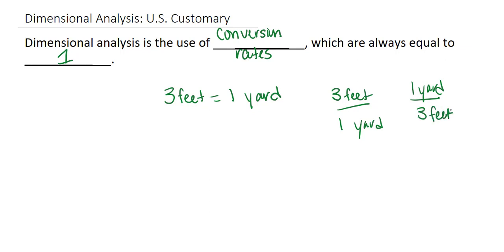And what does that mean? Well, it means that both of these things are equal to 1. So we're just multiplying something by 1 when we make it a conversion rate, like a conversion factor like this. When we do that, we can express either a mass, a volume, or a distance in a different way by using conversion rates. So let's do some examples.